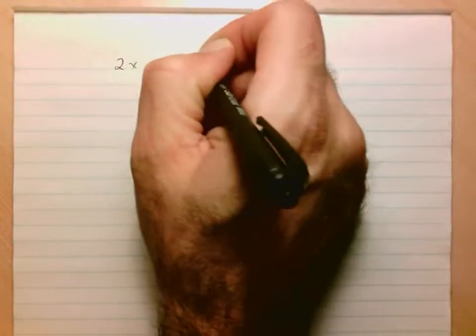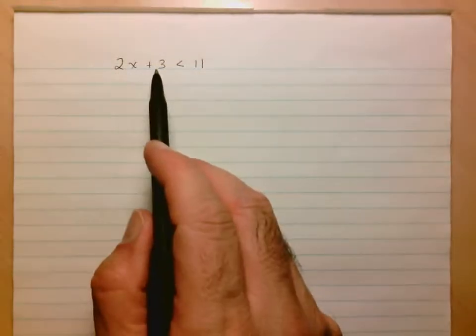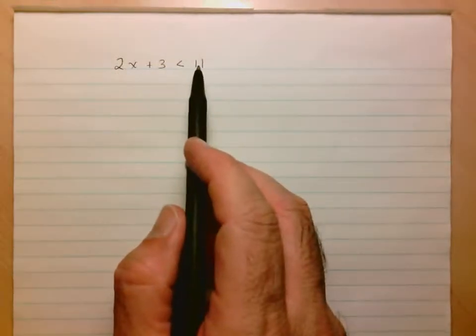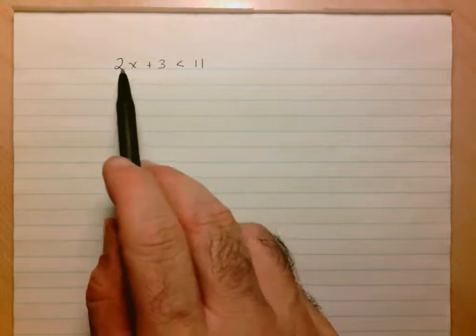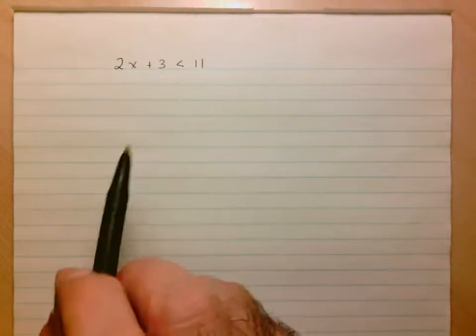Hi folks, in this video we're going to look at linear inequalities. First let's talk about what we mean by an inequality. As an example, 2x plus 3 is less than 11 represents an inequality. Similar to an equation where a certain expression is equal to a number or another expression, here we want to know for what values of x this expression on the left will be less than 11.